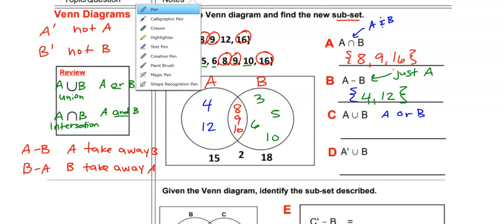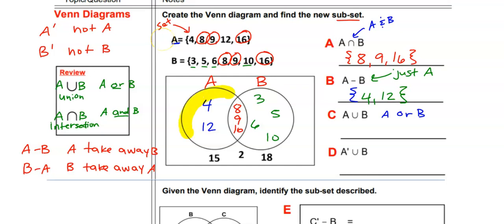I'm going to grab my highlighter again. Here's everything that's within A. Here's everything that's within B. So all of those numbers are in that union. So 4, 12, 8, 9, 16, 3, 5, 6, and 10. And I'm going to undo that so it doesn't ruin it for the rest of them. So we have to list them all here. Big set: 4, 12, 8, 9, 16, and then 3, 5, 6, and 10. Everything that's in either A or B, or both.